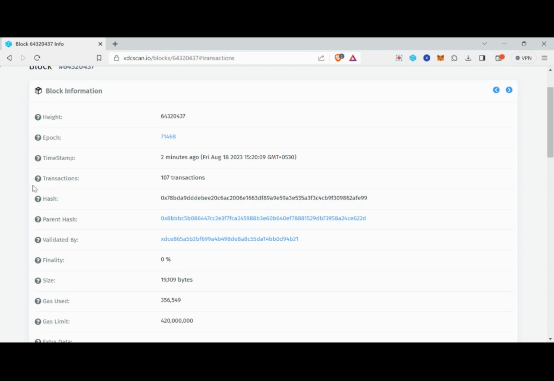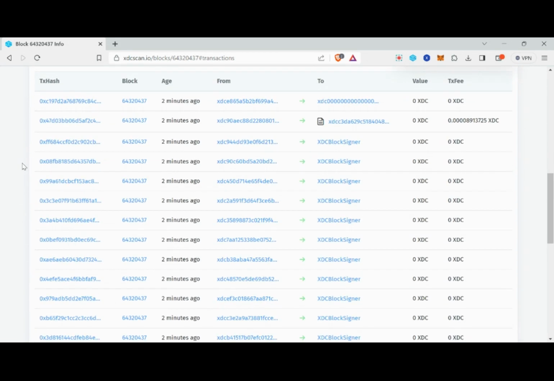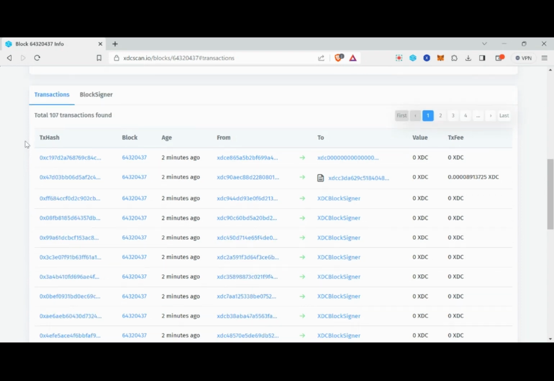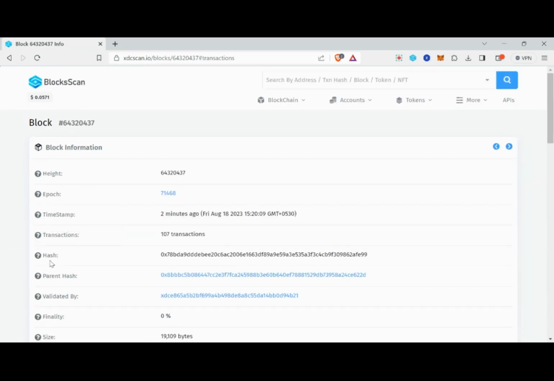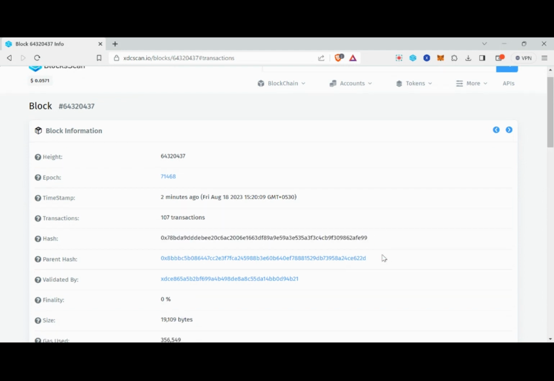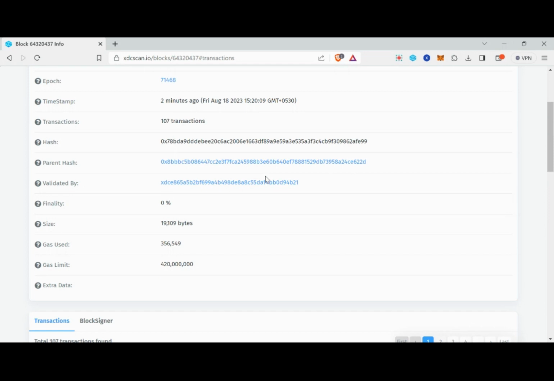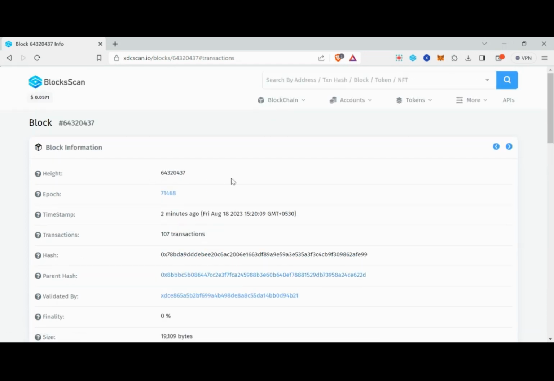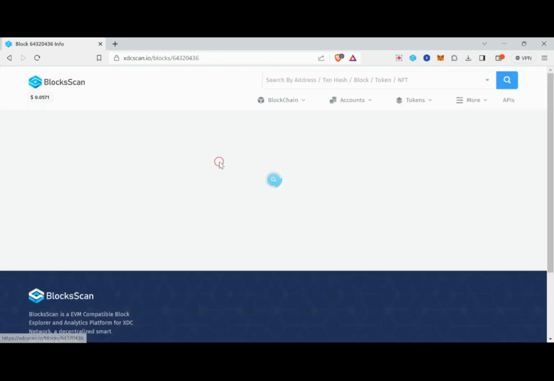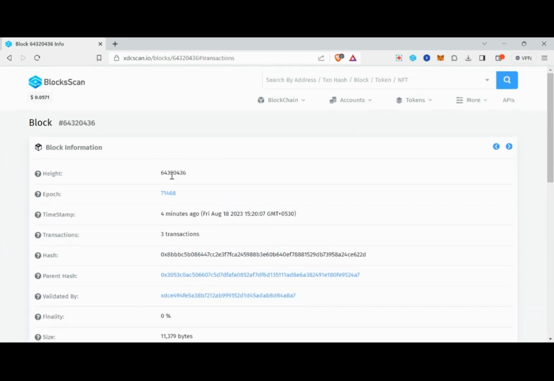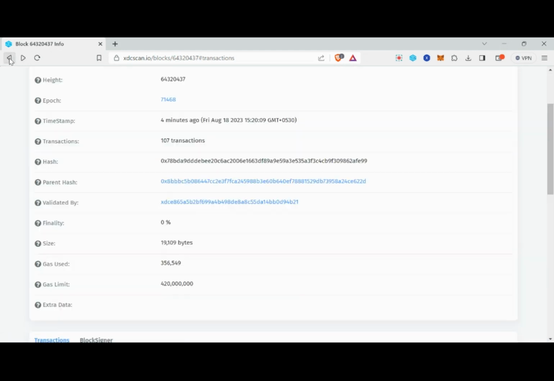Transactions, this represents the number of transactions this block contains. Hash, the transaction hash is a unique identifier that represents a specific transaction on a XDC network. It is generated through a cryptographic process. Parent hash, it refers to the hash of the previous block in the blockchain. Each block in the XDC network contains the hash of the block that comes before it, creating a chain of blocks. Hence, the term blockchain.